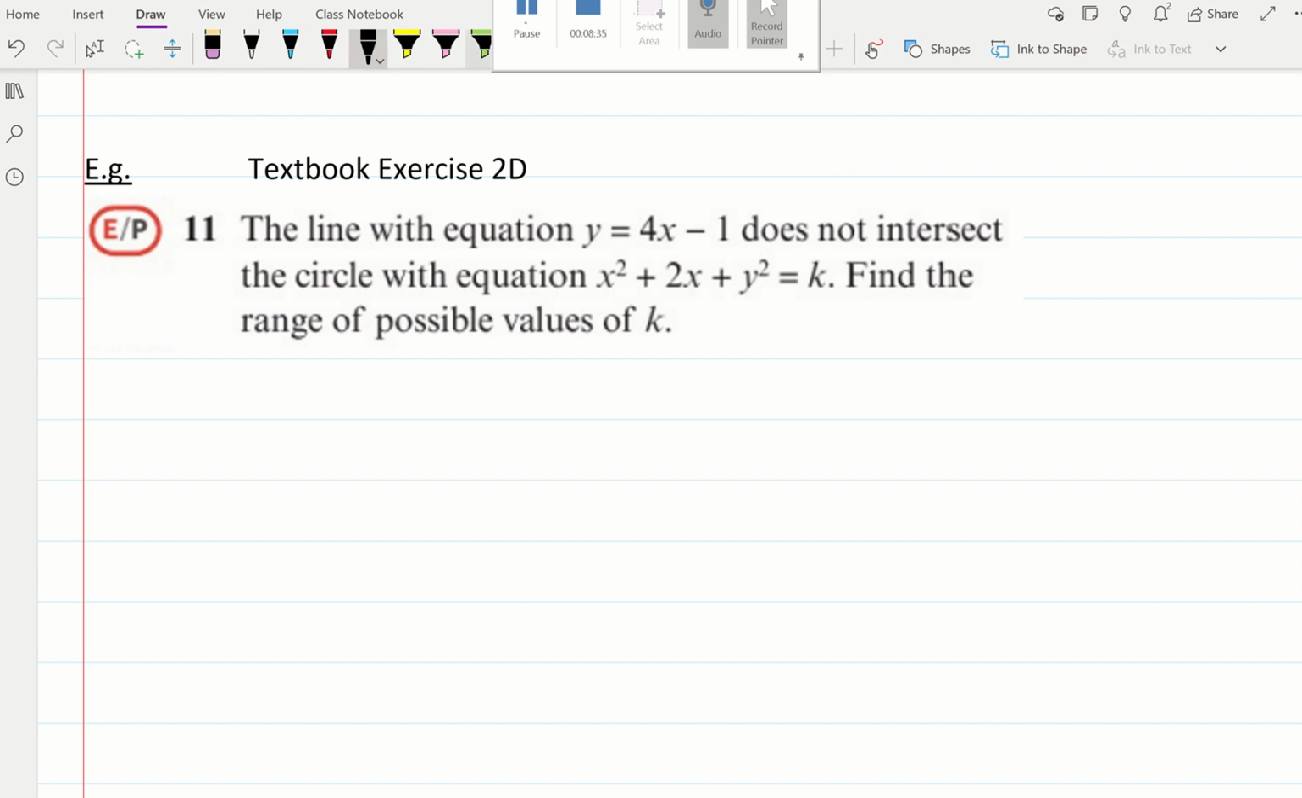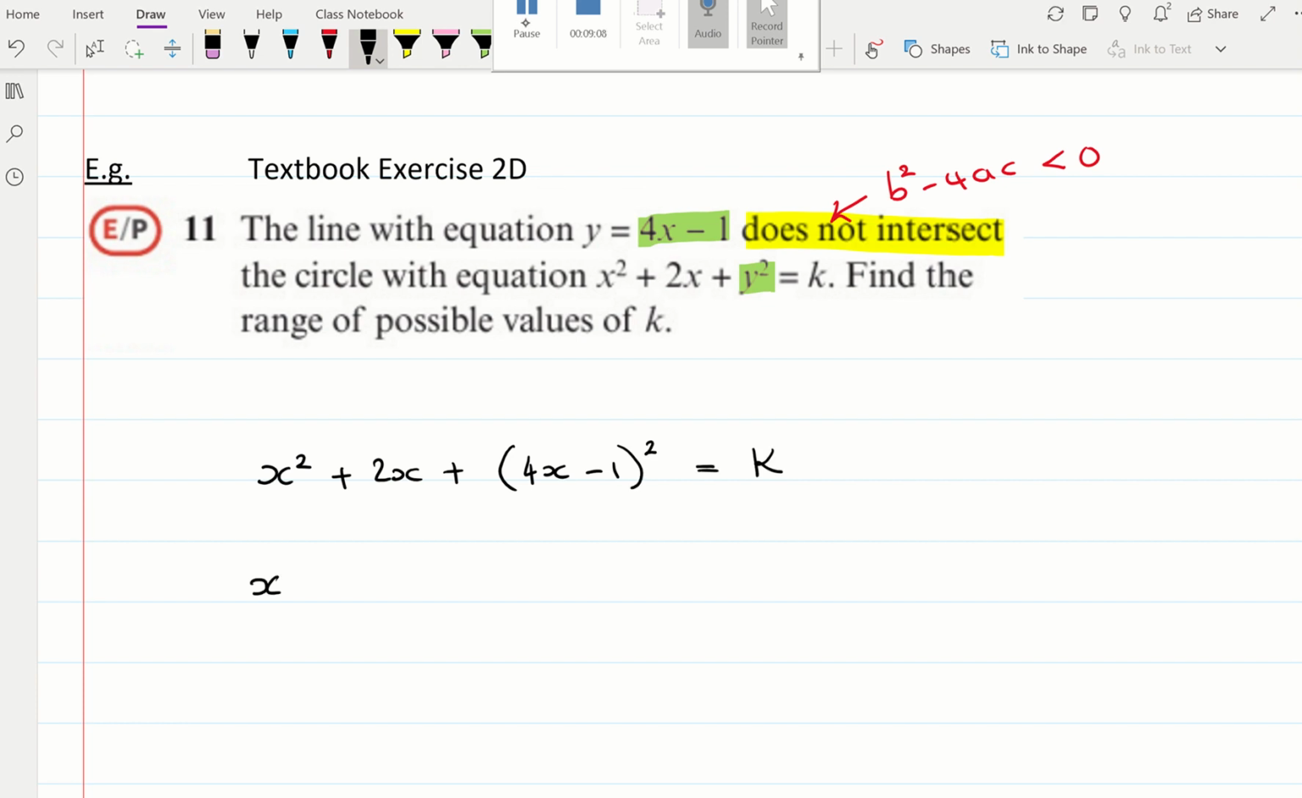So the first thing we must do is we must equate those before we can use the discriminant. And of course, if it does not intersect, that means that b squared minus 4ac is smaller than 0. And to do that, we have to get a quadratic. So x squared plus 2x plus 4x minus 1 squared equals k. So x squared plus 2x plus my double bracket, so 4x minus 1 and 4x minus 1 equals k.